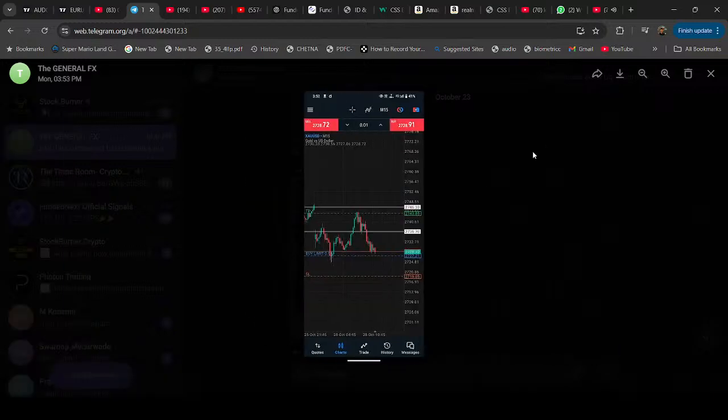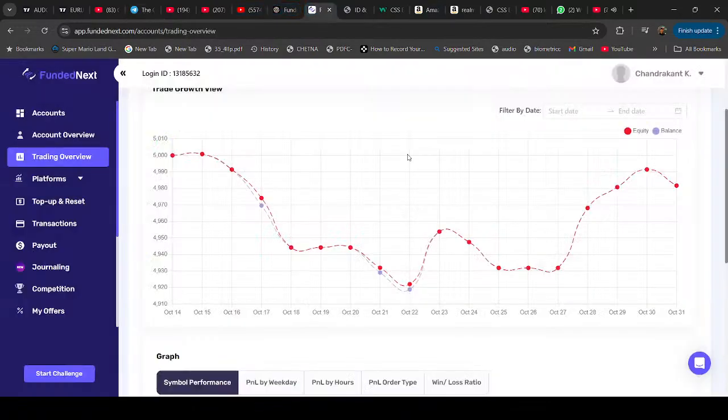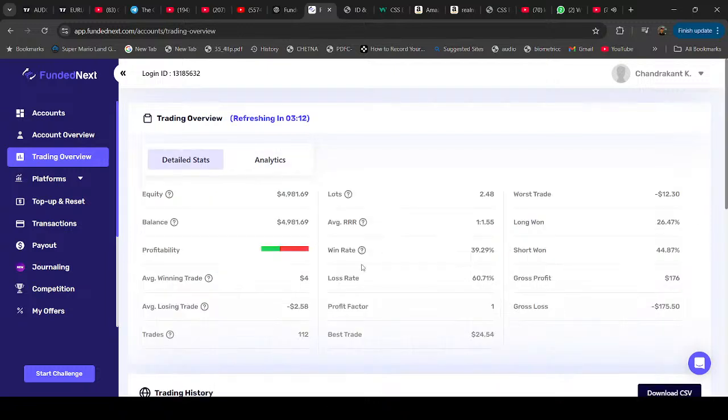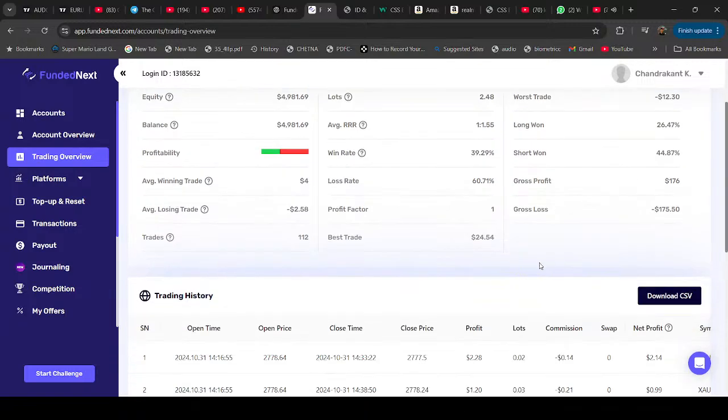Okay, so if we look at the analytics, okay, these are the statistics. So our average risk to reward is 1 is to 1.5. So the best trade was on gold, which is $24 in a single trade, and the worst trade was 12.30. I guess this was also on gold.